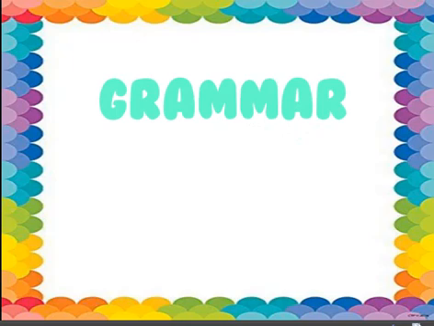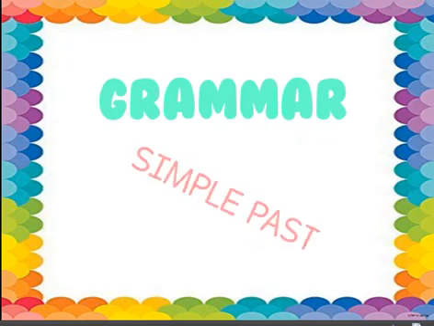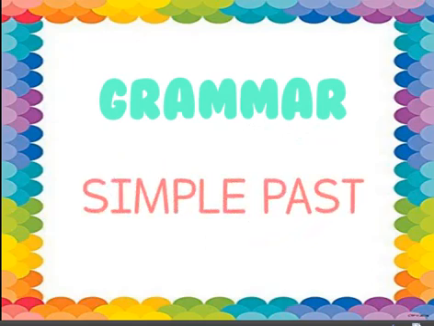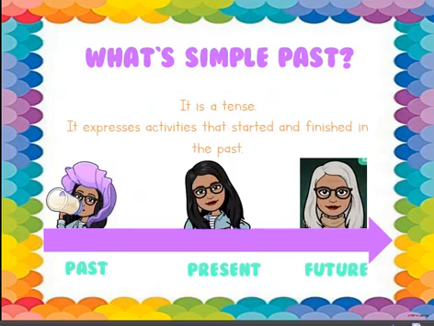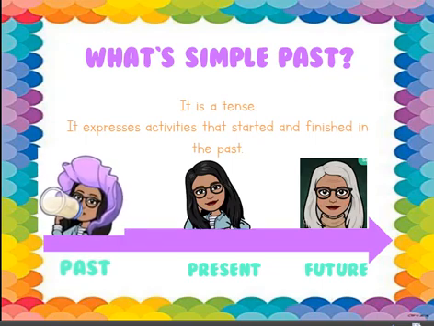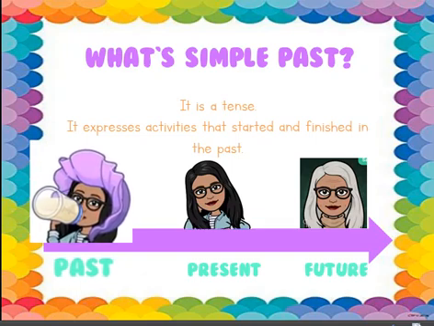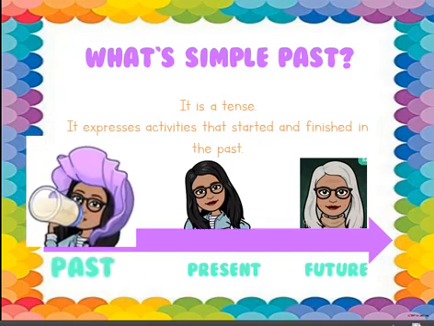Today we have a grammar class and we are going to check simple past. Ready? What's simple past? It is a tense. It expresses activities that started and finished in the past. So over here you have a timeline and you can observe which part is the past.